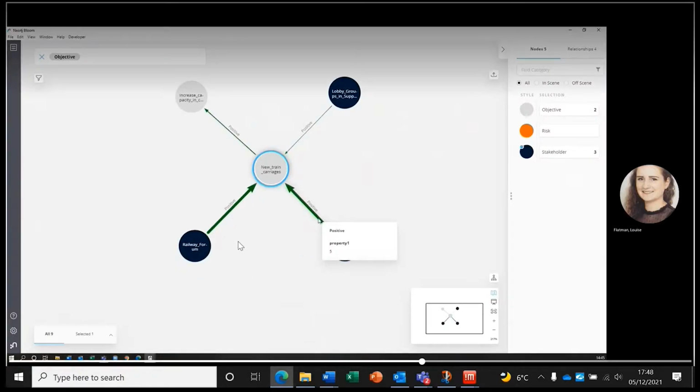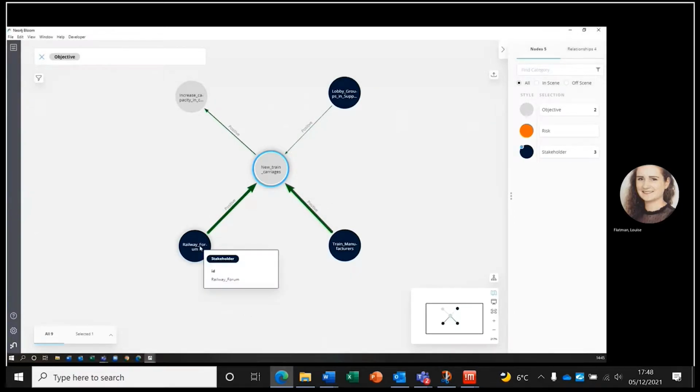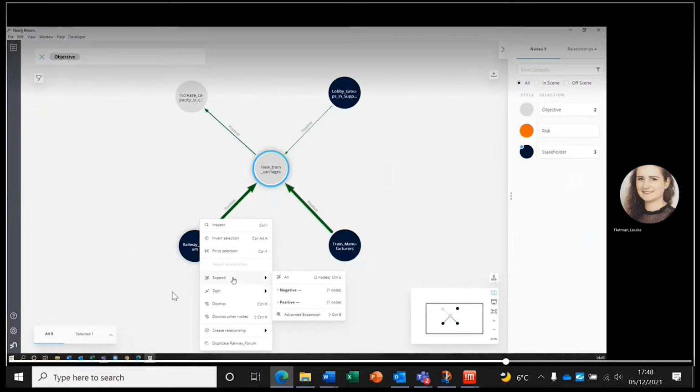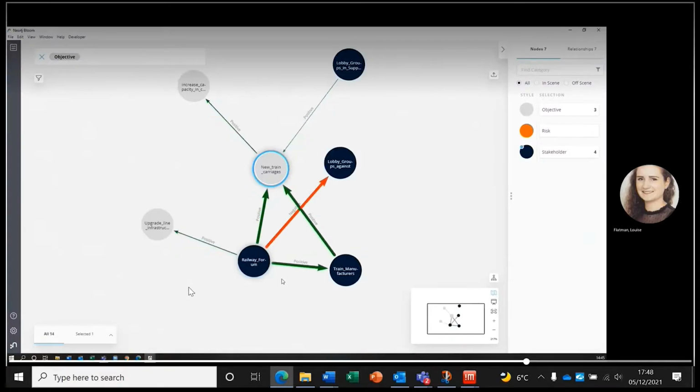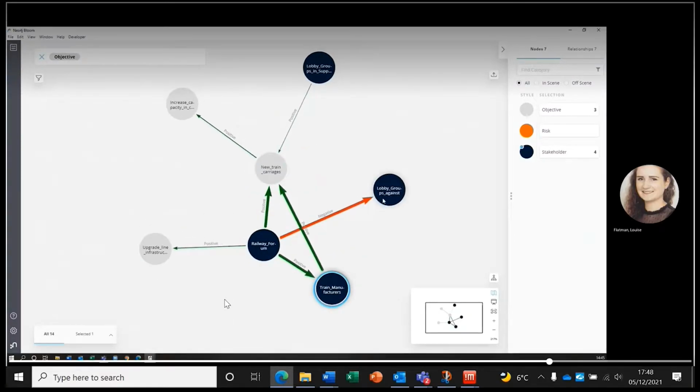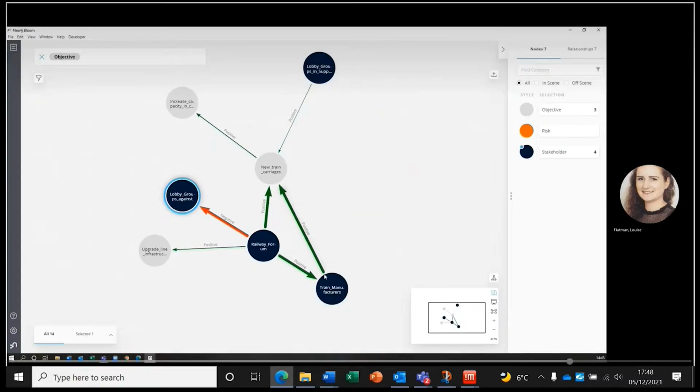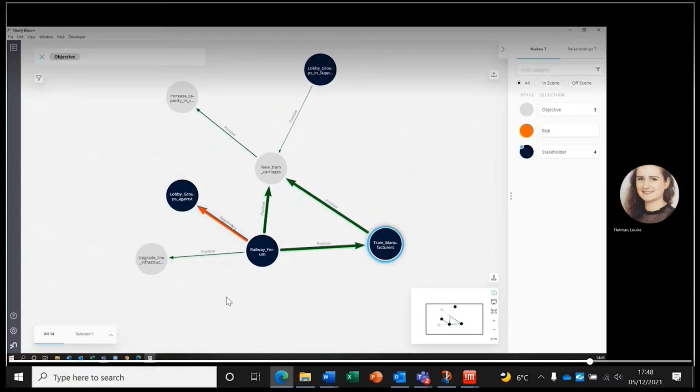What you can see is that there's strong positive relationships between the Railway Forum and the train manufacturers, and some positive relationship towards the increasing capacity, another objective. But let's have a look at the Railway Forum. Look at what's going on there. What you can see now is actually that there's a very strong negative relationship to the lobby groups against. So this is quite interesting actually. What you could do is probably add a couple of lines for different stories, maybe preempt our social media team that might get a bit of a spike of reaction from the lobbyists. What do you think?